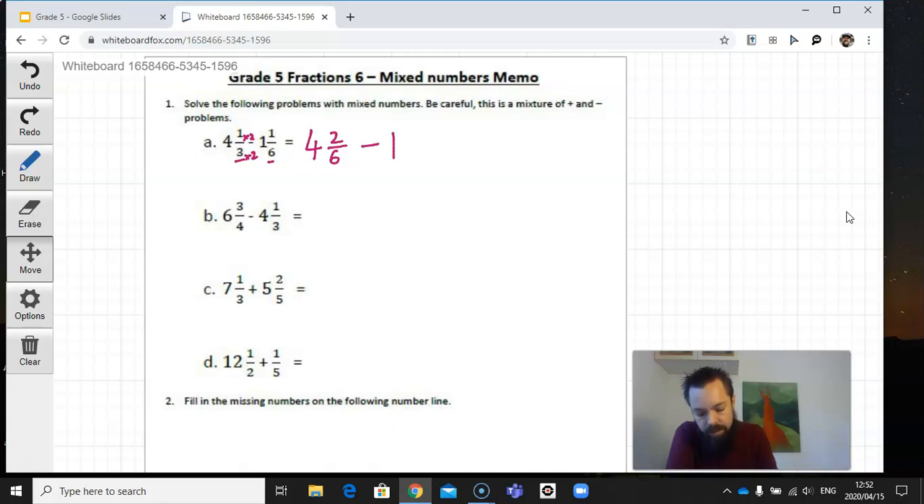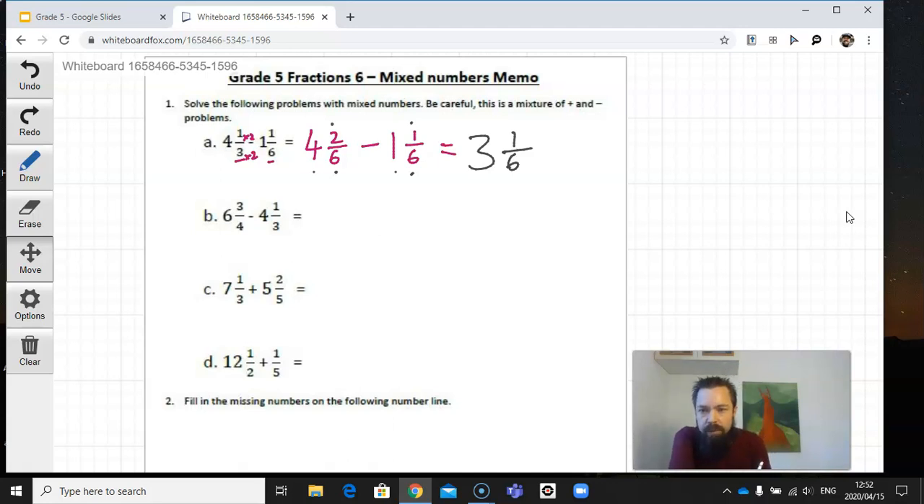Subtract 1 and 1 over 6. That's not maths, that's simply rewriting. Now that my denominators are the same, I can do my subtraction. So I'm going to do the whole numbers first. 4 minus 1 is 3. When I'm looking at my denominators, they stay the same. And my numerator, 2 minus 1 is 1. There's my answer.